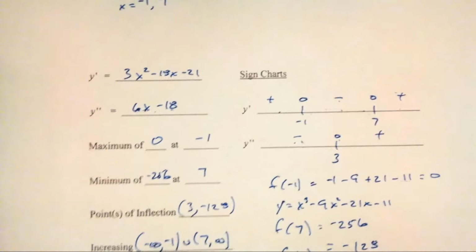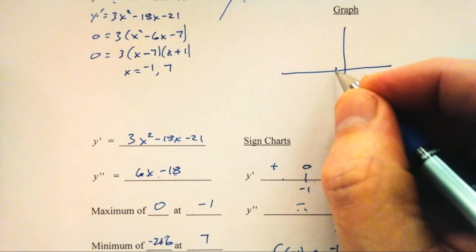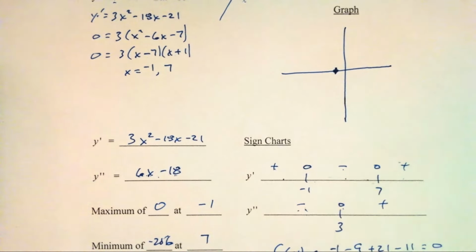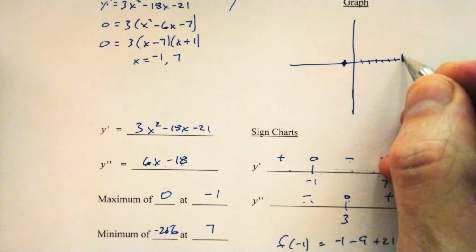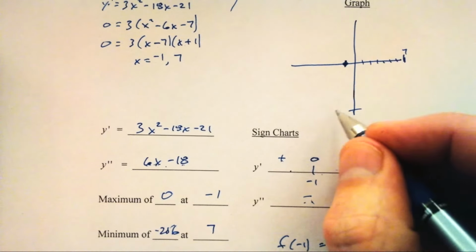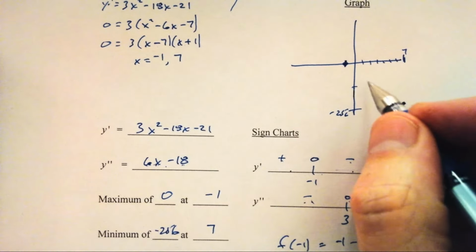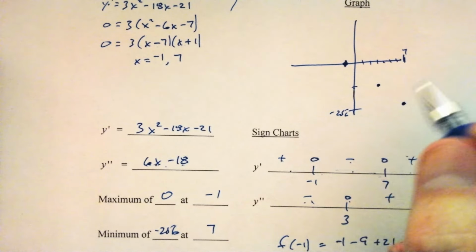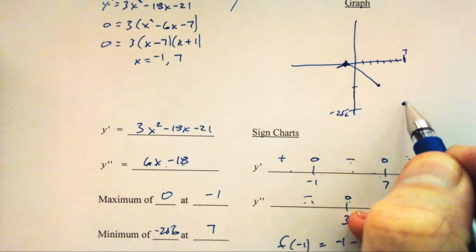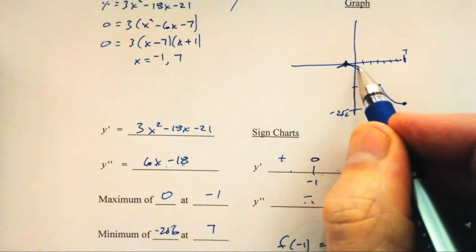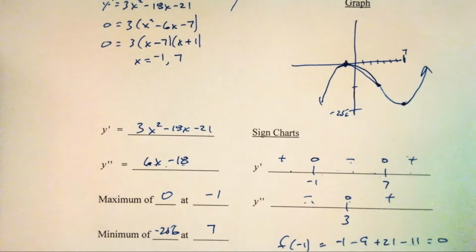Let's graph this. At negative 1, I've got a maximum of 0. At 7, I've got a minimum of negative 256. Halfway between there, at 3, I've got an inflection point halfway down. So this is cupping down, cupping up. I could probably emphasize that cupping a little bit more. And from this point on, it heads up.